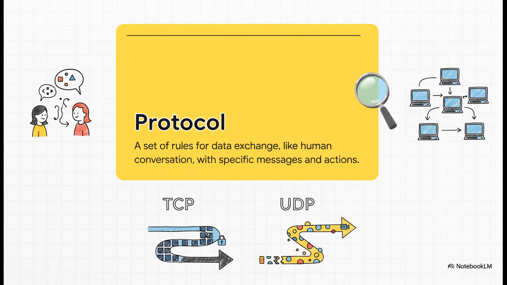Okay, so to manage all this traffic, computers use something called a protocol. And really, a protocol is just a set of rules. The source material has a great analogy for this. Think about a teacher asking a class, any questions? You raising your hand, that's a specific message. The teacher then calling on you, that's a specific response. It's a protocol for having a conversation. Well, network protocols are pretty much the exact same idea, just for computers. They spell out exactly how to start a conversation, how to send the data, and how to end it.